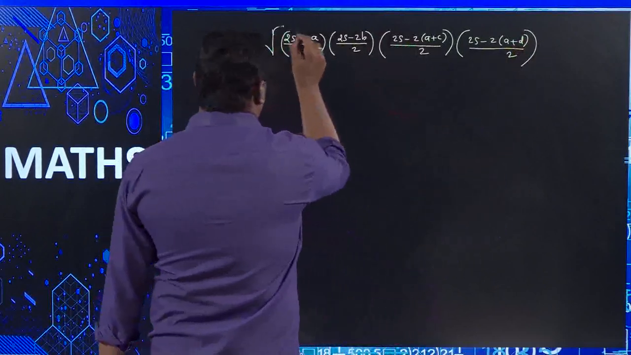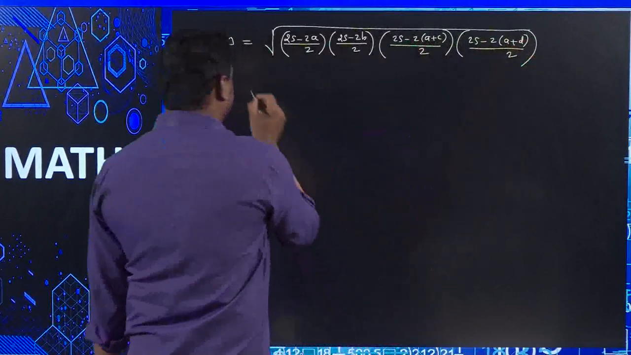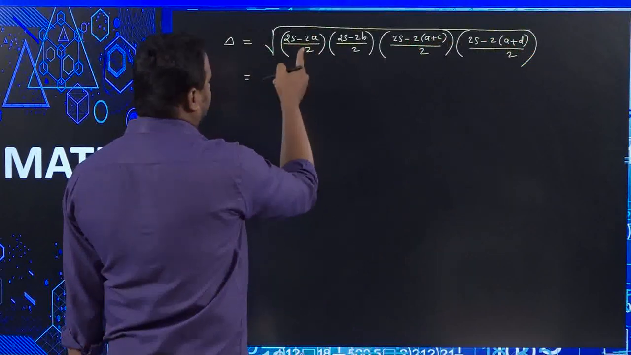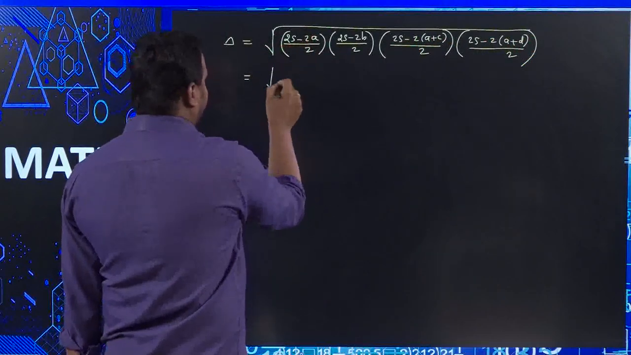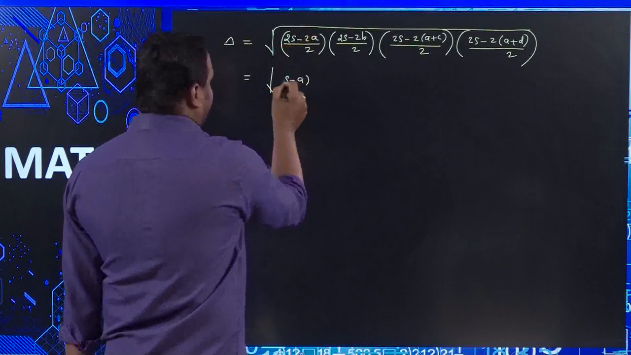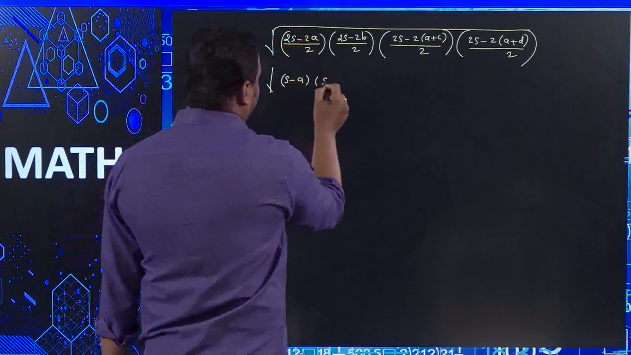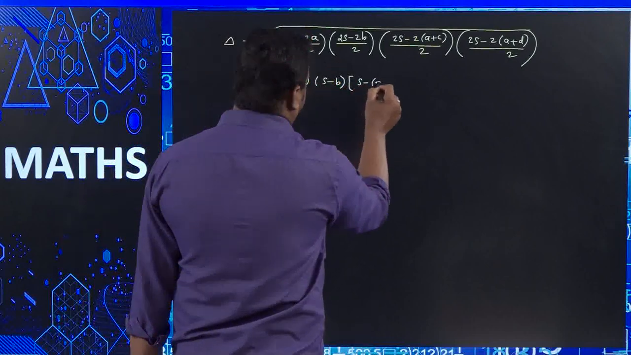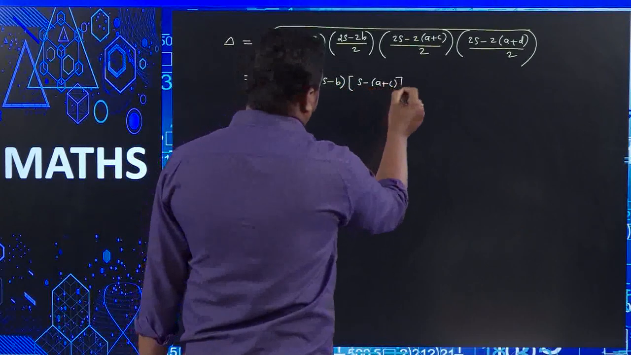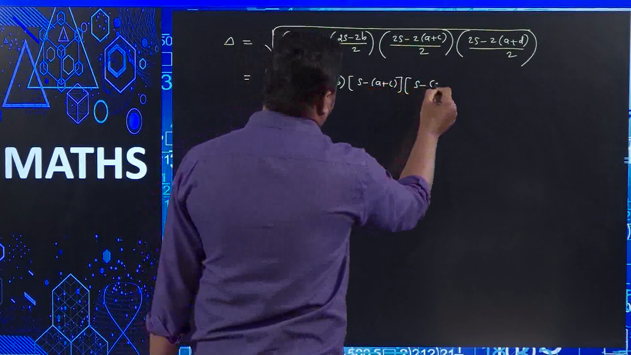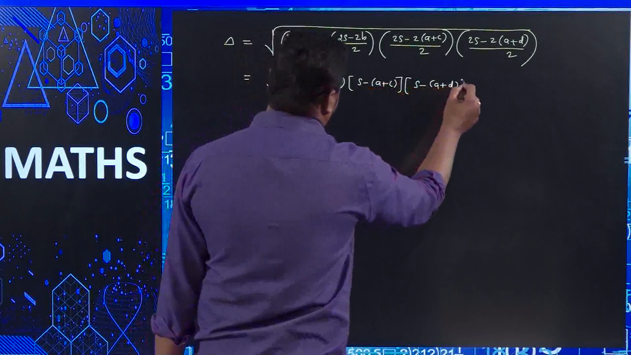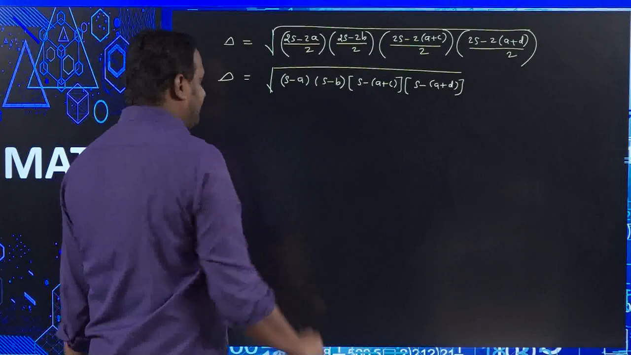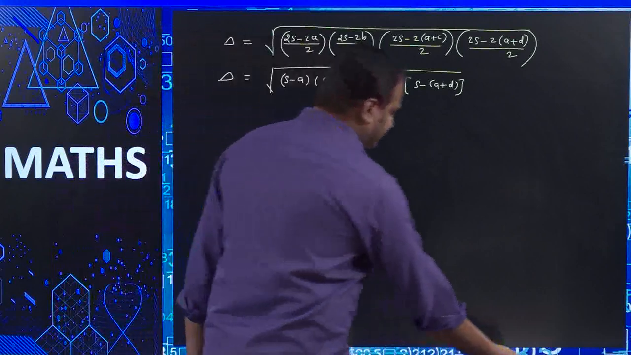So, this is what we got finally, which is equal to, when you take one 2 common here, 2 times s minus a by 2. So, 2 cancel, what do you get? S minus A. And here what do you get? Similarly, S minus B. And here what do you get? S minus of A plus C. And here you get S minus of A plus D. This is the formula for area of triangle, whatever the triangle we had.